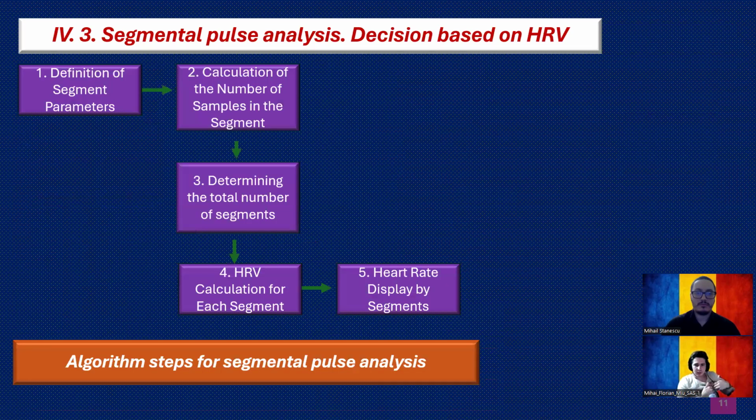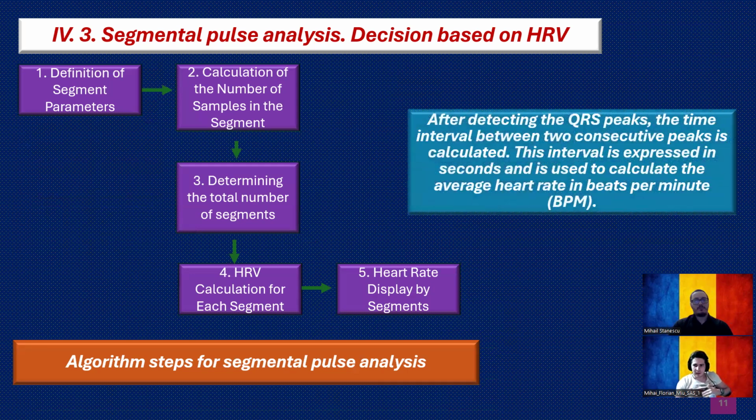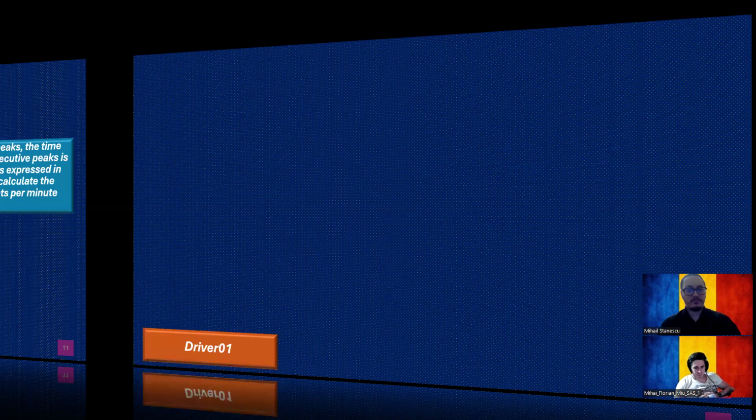We have other methods like segmental pulse analysis, decision based on HRV, which we presented earlier. We have the definition of segment parameters, then the calculation of the number of samples, followed by the determination of the total number of segments with the HRV calculation for each segment, and we display the heart rate by segments, followed by the BPM of the heart rate.